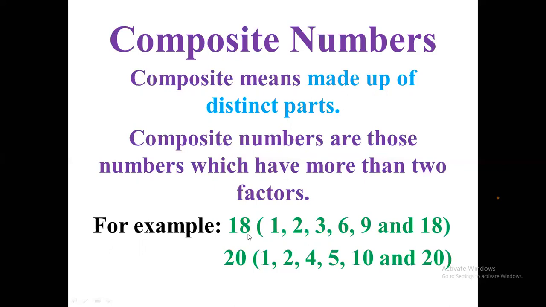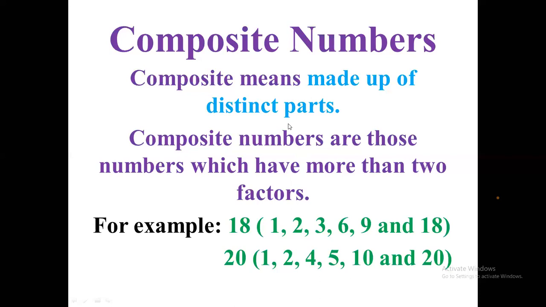Just for example, 18. 18 is a number which comes in these tables. That means the factors of 18 are 1, 2, 3, 6, 9 and 18. That means 18 is made up of these tables, more than 2 factors. Then 20. On the other hand, 20 also comes in 1's table, 2's table, 4, 5, 10, 20. That means a total of 6 factors of 20 are present. So composite numbers are those which have more than 2 factors, and prime numbers are those which have only 2 factors.